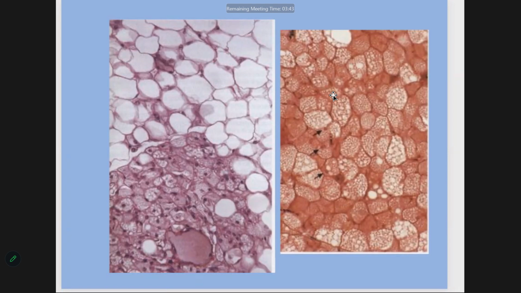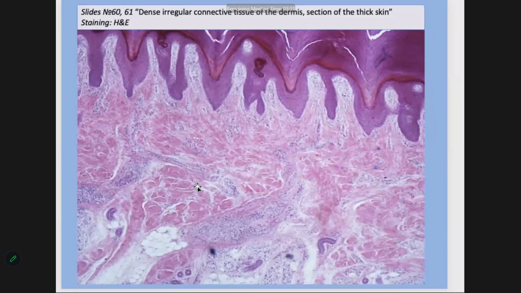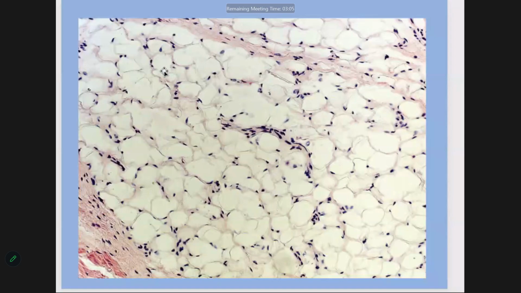These adipocytes are smaller than the white adipocytes, and the main function is thermoregulation, production of heat. It takes part in the regulation of body temperature. Thermogenesis, production of heat. Thermoregulation.